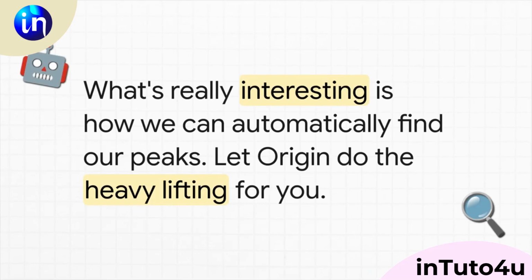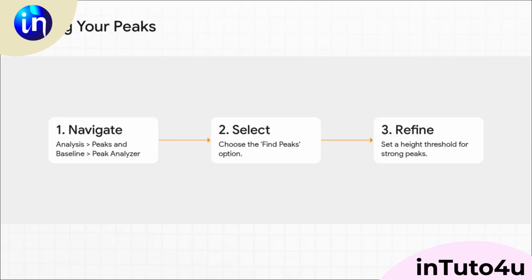Okay, the plot looks great. But now for the really cool part. The part that's a total game changer. Instead of squinting at the screen trying to guess where the peaks are, we're going to have Origin find them for us automatically. So here's the magic trick. You navigate to Analysis, then Peaks and Baseline, and open up the Peak Analyzer. You want to choose the Find Peaks option. Now the key here is to set a height threshold. This basically tells Origin, hey, ignore all that little background noise and just show me the real important peaks.